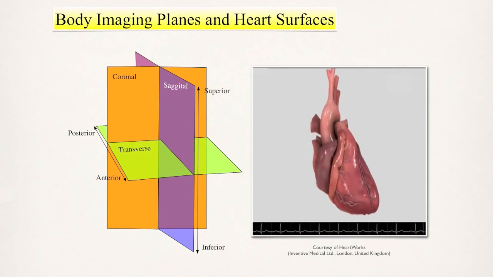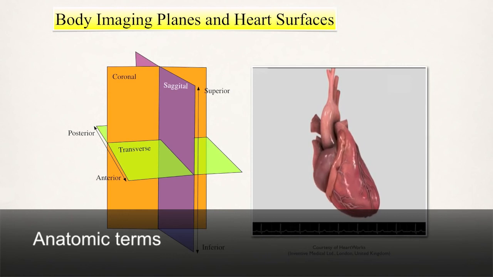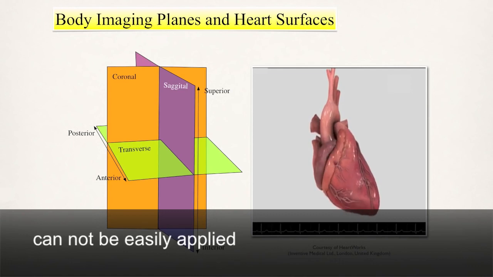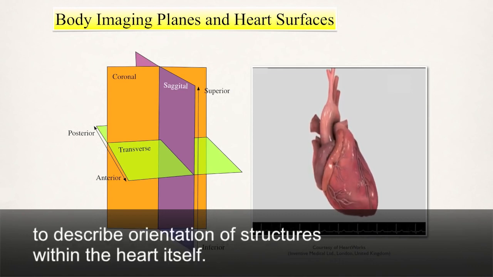On the left, note the standard anatomical planes and the associated terms. On the right, we see the heart does not lie in an anatomic plane, but rather passes through several planes in its standard orientation in the chest. Thus, anatomic terms such as superior, inferior, anterior, and posterior cannot be easily applied to describe orientation of structures within the heart itself.